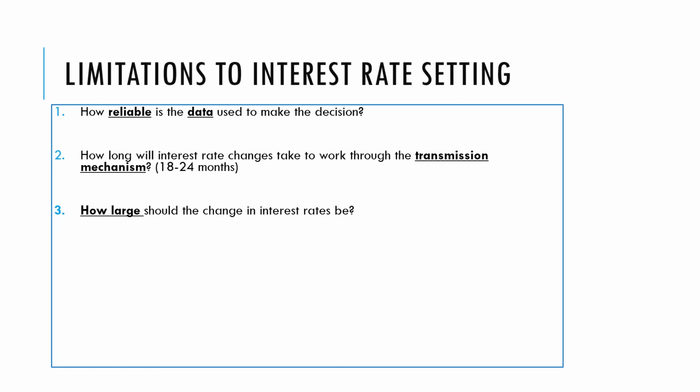Another question is, how large should the change in interest rates be? 1%, 0.5%? This is a judgment call by the MPC. Also, sometimes by reducing inflation, we also lead to a fall in economic growth. And so often there's a trade-off: by meeting one objective, i.e. lower inflation, we might be sacrificing another objective, e.g. economic growth.